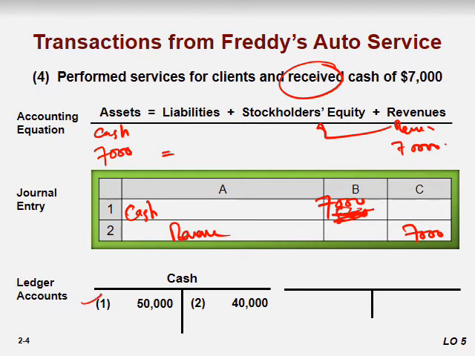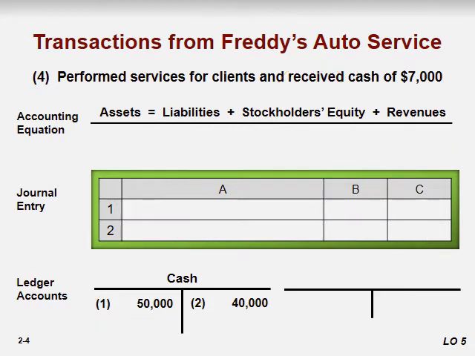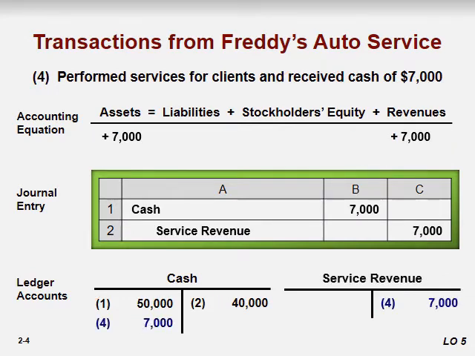So we have a cash account in transaction 1 and 2, and now cash is received, right? You can just write it down 4. Cash is received 7,000, and we have revenue account. So revenue account 7,000 as well. You can write down the transaction number, which is 4. If there is a date, you can write down the date here. So the solution is here, right?